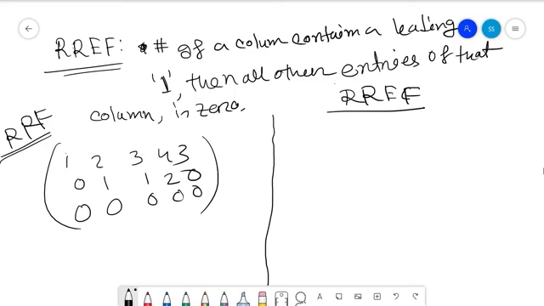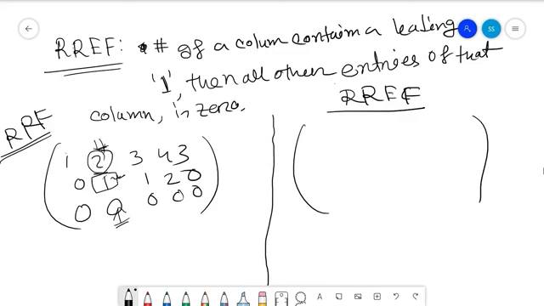Here you can see that the features we talked about, taking this matrix as an example, are all satisfied. But if a column contains a leading one, then all other entries of that column are 0. This is not true here, because this column has a leading one, but all the other entries are not 0, because there is a 0 downstairs but there is no 0 upstairs. So this condition is not fulfilled here, so that's why it's not a reduced row echelon form. But now let's take another example.